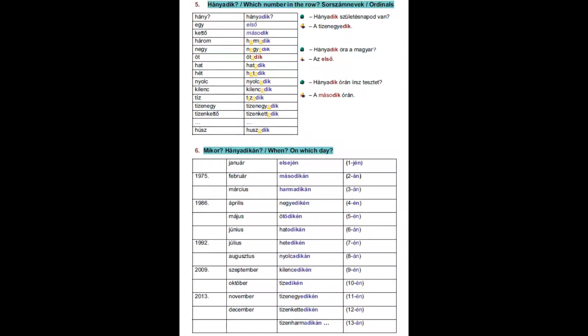Kettő. Második. Two and second. Say második with me. Második. Második. Very good. Három. Harmadik. Három is 3. Harmadik is, right, third. Harmadik.